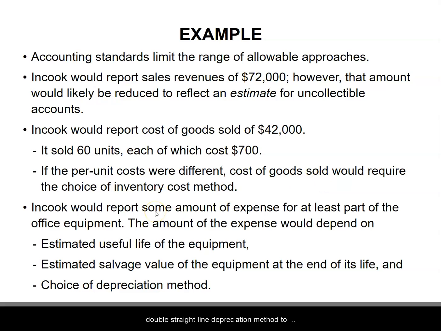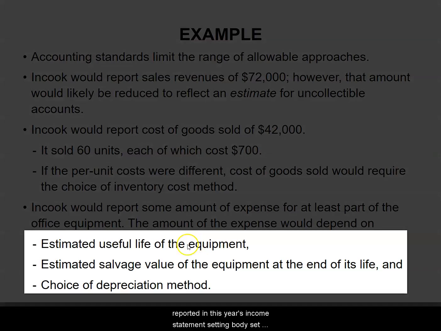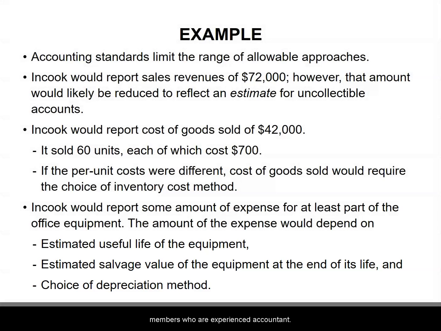To report the cost related to the office equipment as an expense for this year, the company would be required to make assumptions or judgments regarding the estimated useful life of the equipment, the estimated salvage value of the equipment at the end of its useful life, as well as the choice of a depreciation method such as the straight line depreciation method or the double declining balance method to calculate the depreciation expense that should be reported in this year's income statement.